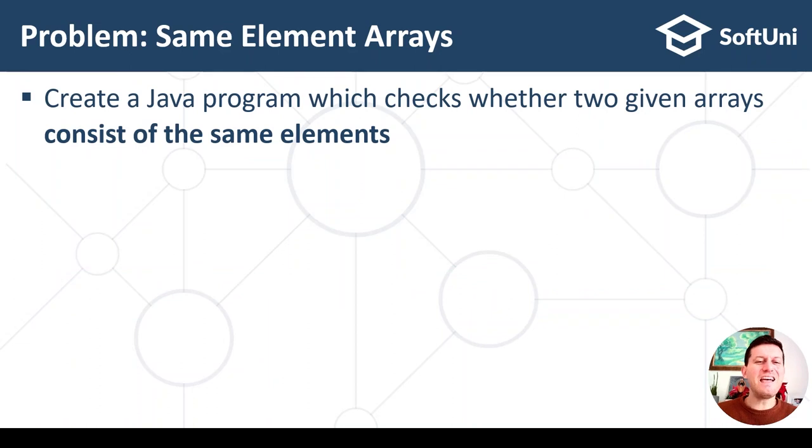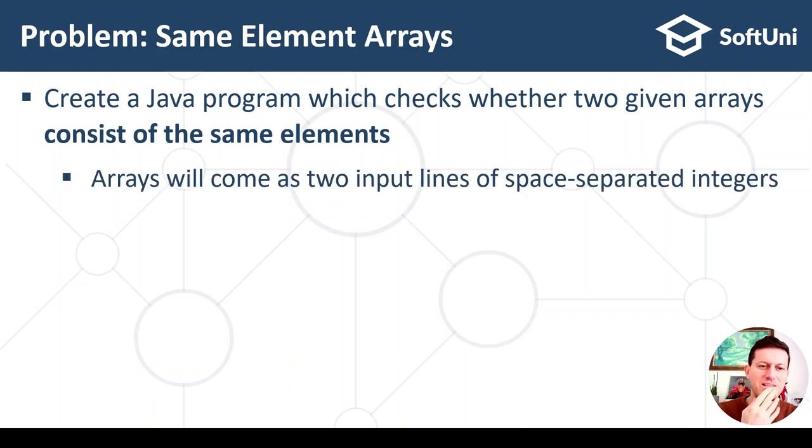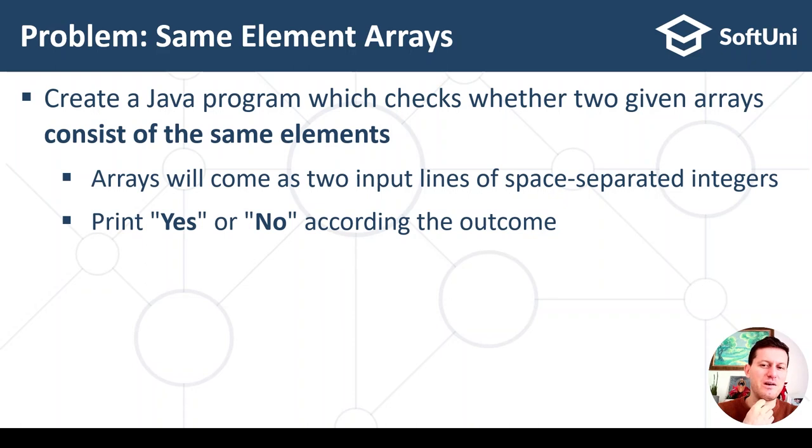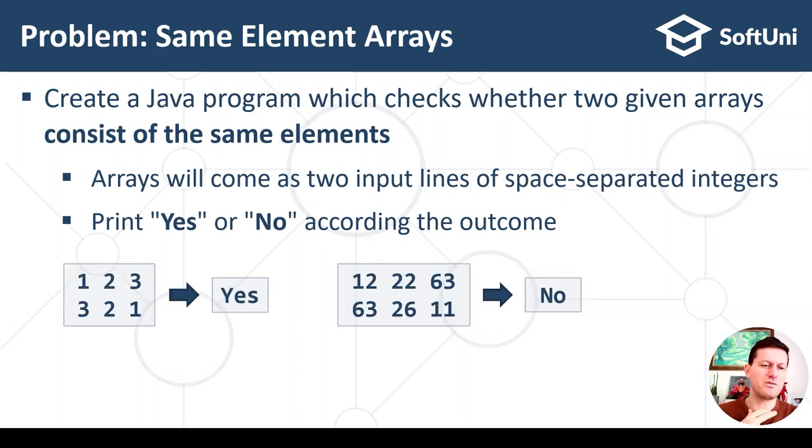Okay, let's solve a practical problem to get some skills. I highly recommend that you write your solutions and submit them in the Judge. You need to create a Java program which checks whether two given arrays consist of the same elements. You'll be given space-separated integers and you should print yes or no. For example, these two arrays hold the same elements. Why? Because this element is the same as this. These two are the same, and this is the same.